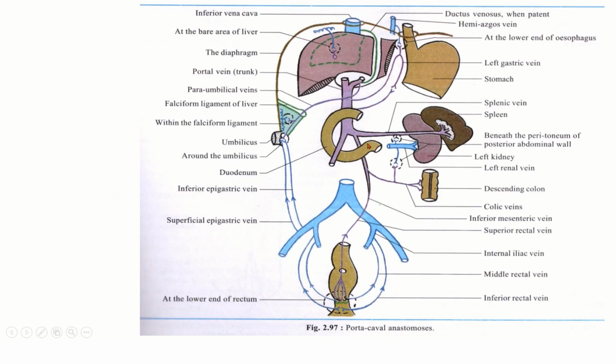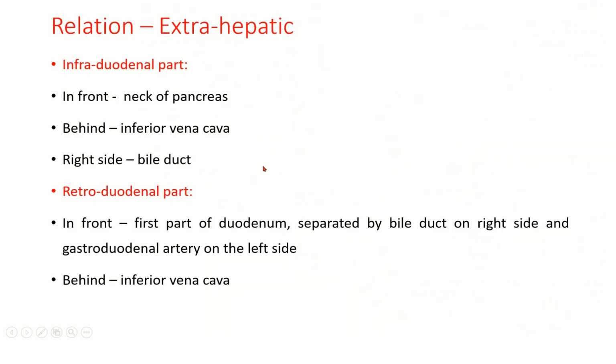You can see here the formation of the portal vein behind the neck of the pancreas, splenic vein joined by the superior mesenteric vein forming the portal vein. Here pancreas has been removed. So this is behind the pancreas, this is behind the duodenum and this is within the right free margin of the lesser omentum. So this will be the infraduodenal part, this will be the retroduodenal part and this will be the supraduodenal part. We'll be studying the relations of the extrahepatic part of the portal vein in these three segments.